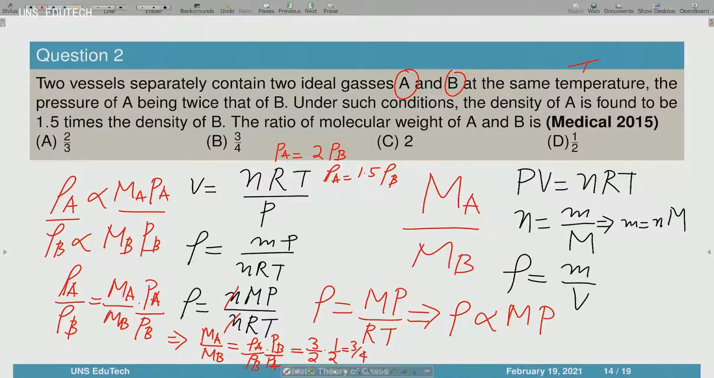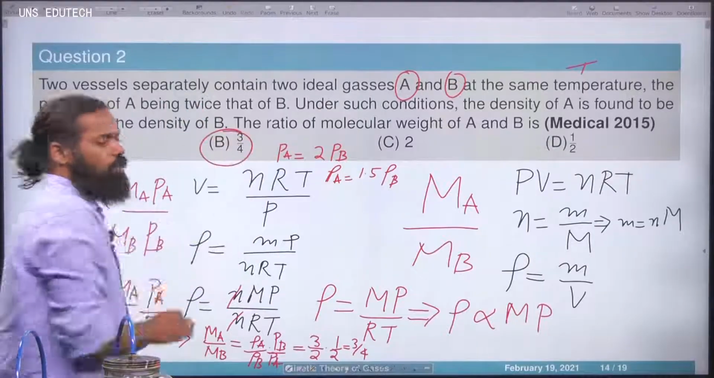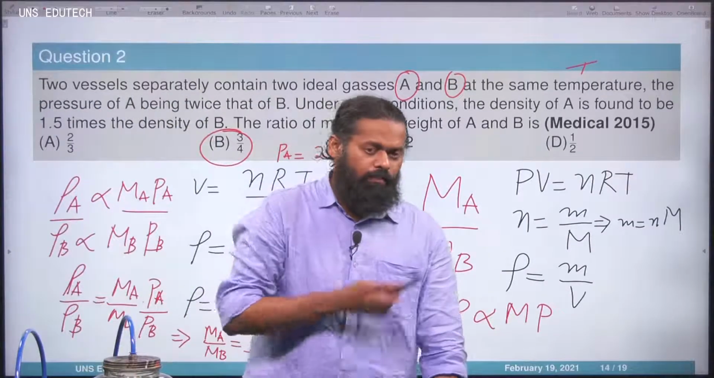So 3 by 4 is the right answer. So this is the right answer. I hope all of you understood this. Okay, fine, let us go to next.